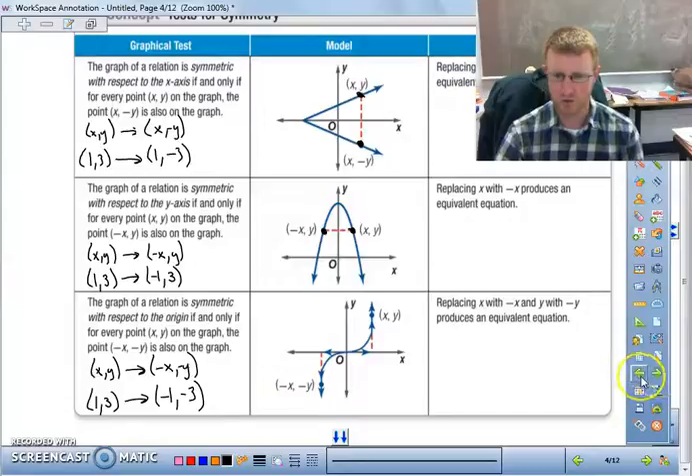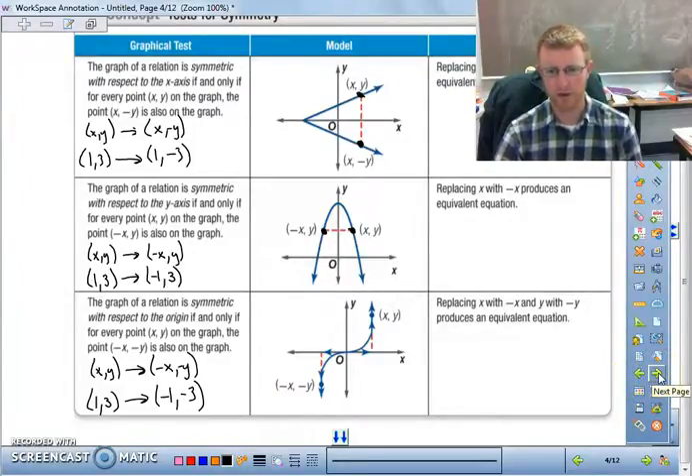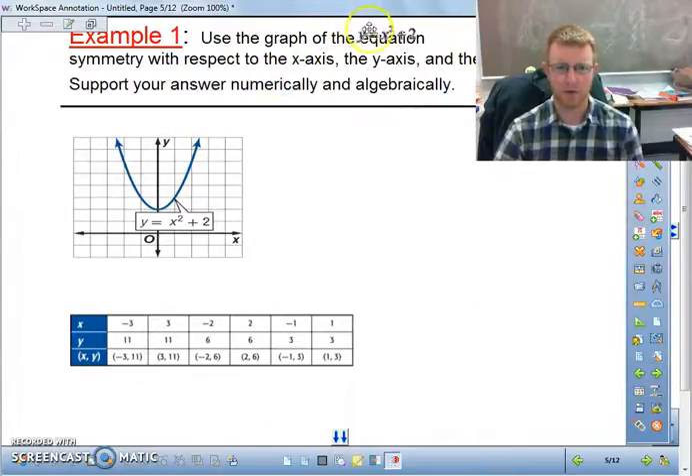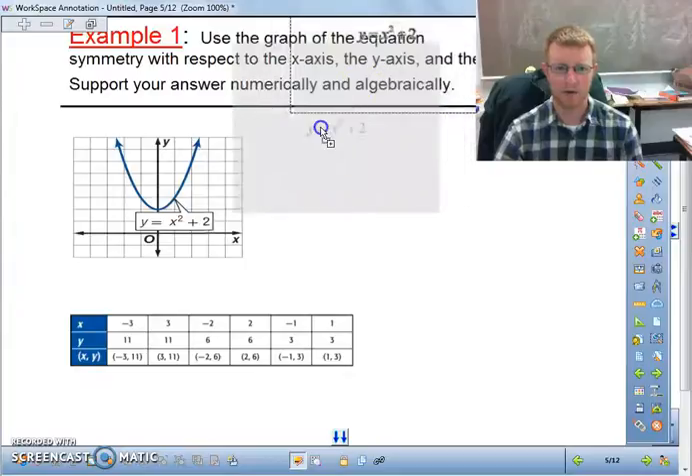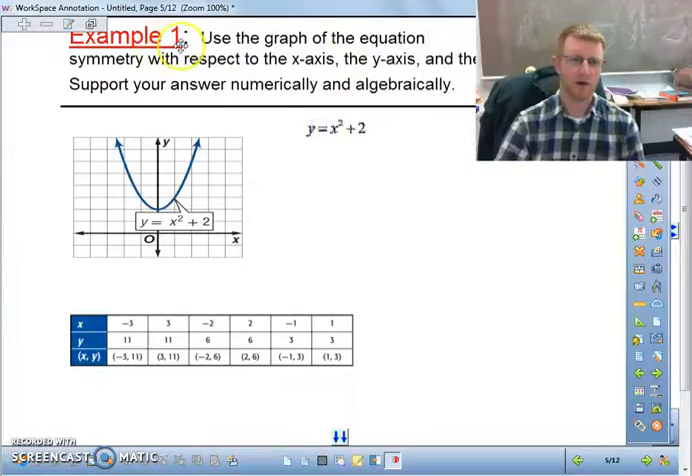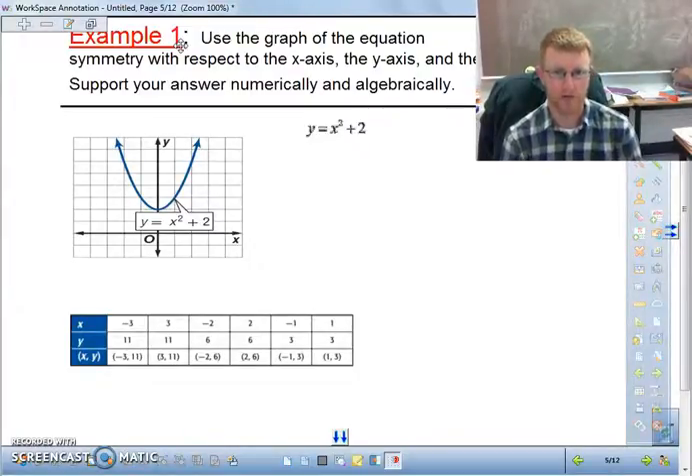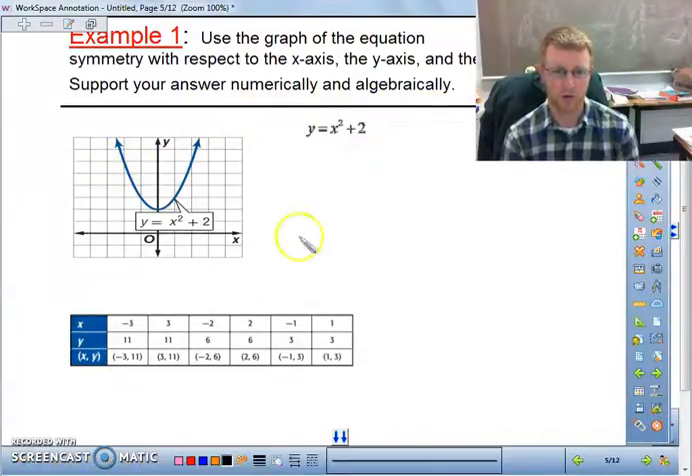So let's just look into a problem or two here and see how this plays out. So in this problem right here, and again, I know that on your paper the equation is probably in a better spot. I'm just going to move the equation down here so you see that. Use the graph of the equation y equals x squared plus 2 to test for symmetry with respect to the x-axis, the y-axis, and the origin. And then we're going to support our answer numerically and algebraically. Numerically will be on this slide, algebraically will be on the next slide.